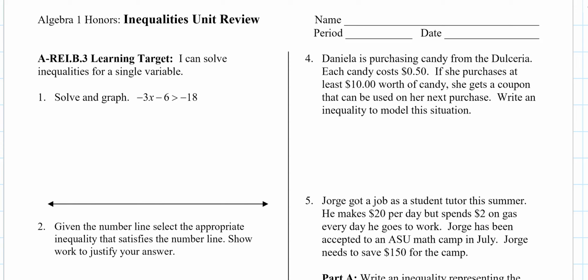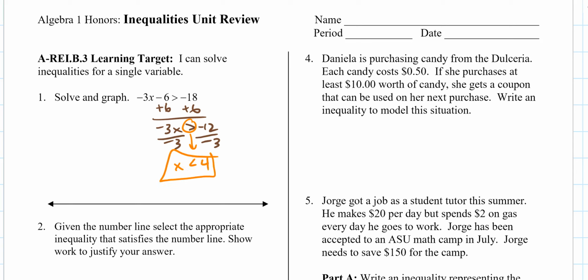We know that we're just going to do our regular operations to get x by itself, our inverse operations. So we're going to add 6 to both sides. Negative 3x is greater than negative 12. Divide both sides by negative 3, and since we divided by a negative, that sign has to flip, so we get x is less than 4.